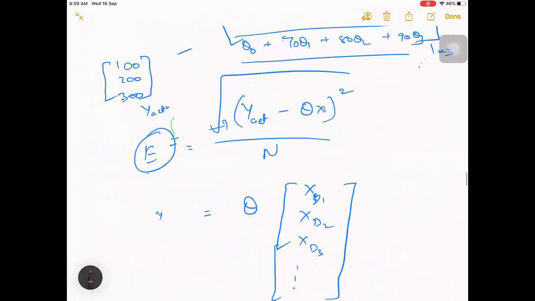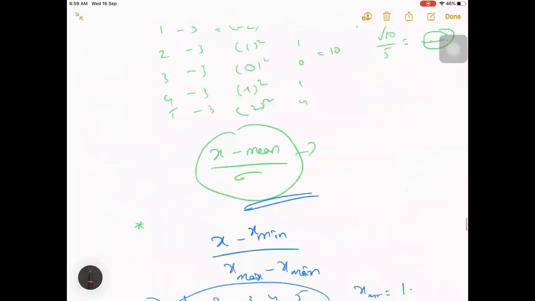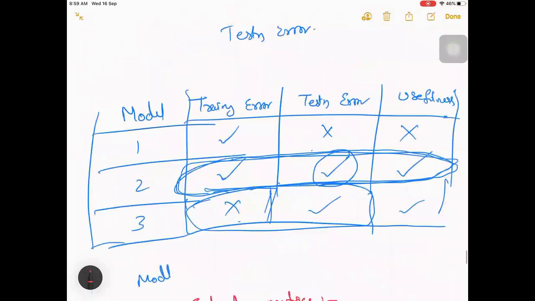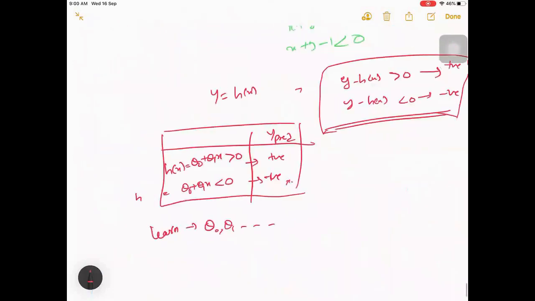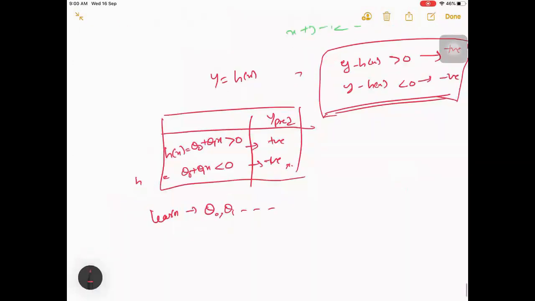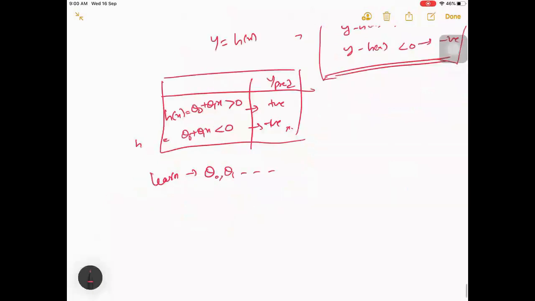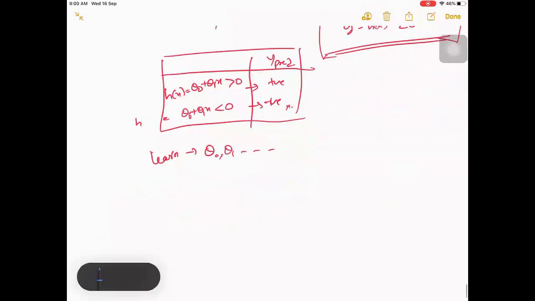Let's go define a loss function now. Okay, so what will be our loss function? Just concentrate slightly.